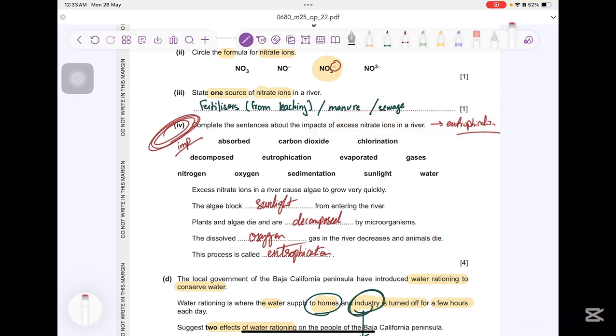Excess nitrates make their way to the river. Algae bloom. Algae blocks sunlight from entering the river. Plants and algae die, and they are decomposed by microorganisms. They are the bacteria ones. The dissolved oxygen gas in the river decreases and the animals die. This process is called eutrophication.